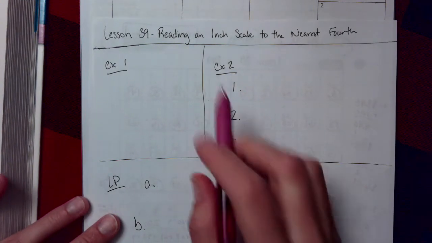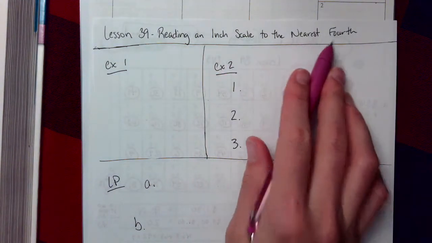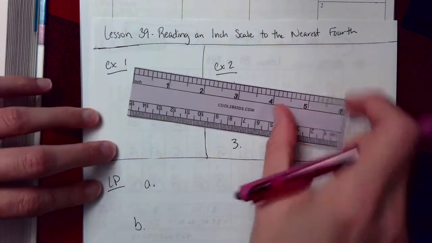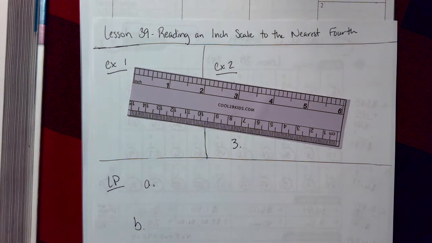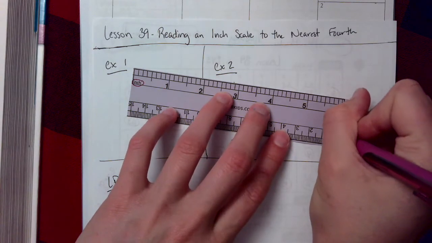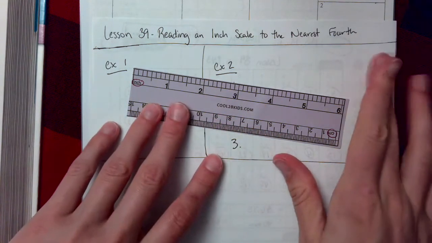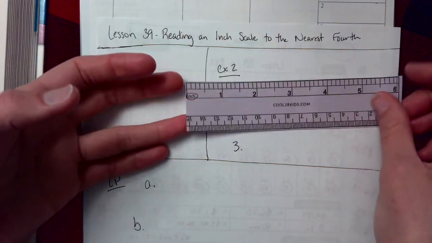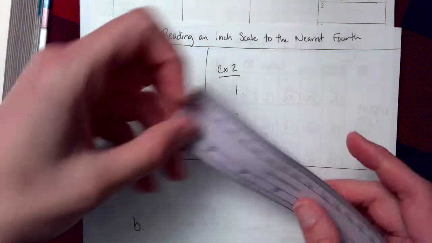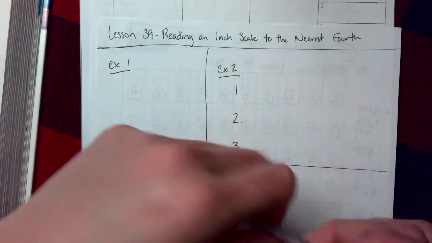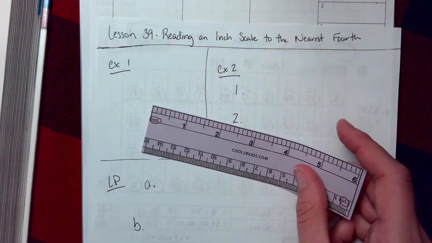Today you will learn how to read an inch scale to the nearest fourth. So you're going to need your ruler that was in your folder for today. Notice there's an inch side and a centimeter side. So today, as we're using the inch side, we're going to use this one. Inches are bigger, so there's fewer numbers here. This is a 6-inch ruler. And then on this side would be centimeters. Centimeters are smaller. Okay, so today we're focusing on the inch side.